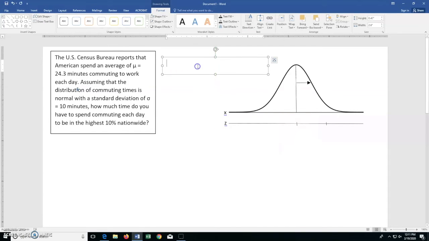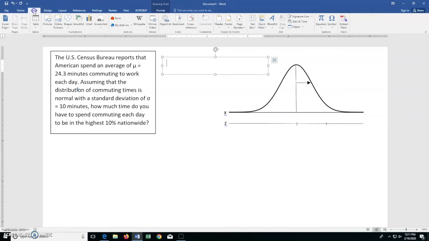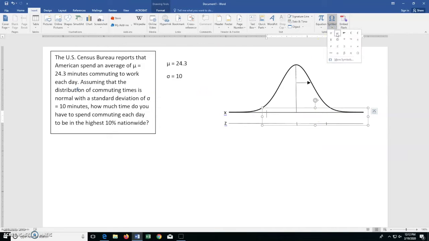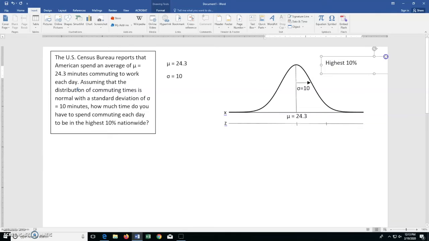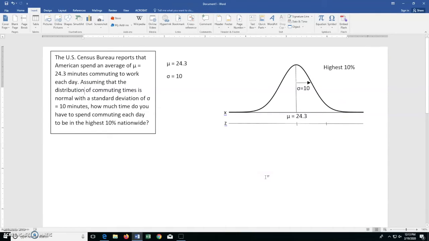My first step is always to type out all of the given information that we have. First, we have the information that our mu is 24.3, our sigma, our standard deviation, is 10, and now we're going to input those values on our normal distribution. So our mu is 24.3, which will go on our x values, and we have a standard deviation of 10. And now I'm just reminding us that we're looking for the highest 10%.